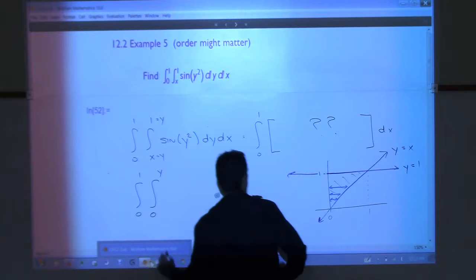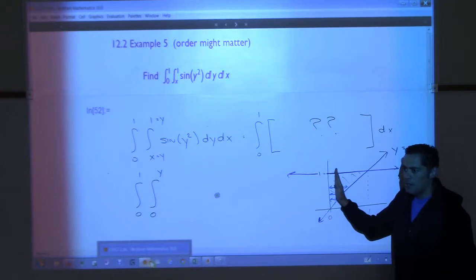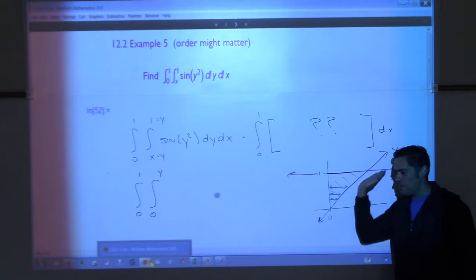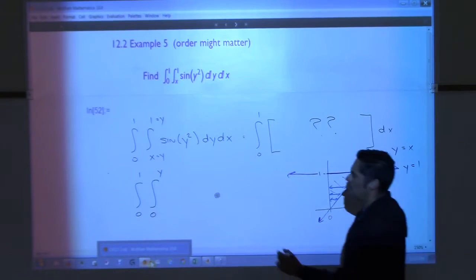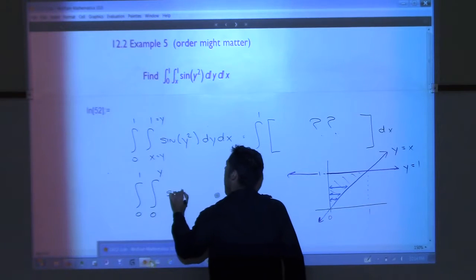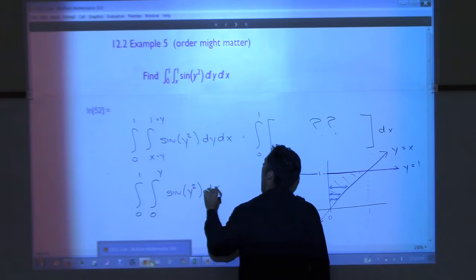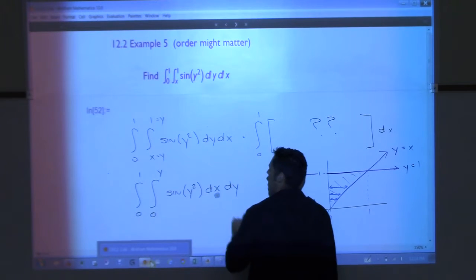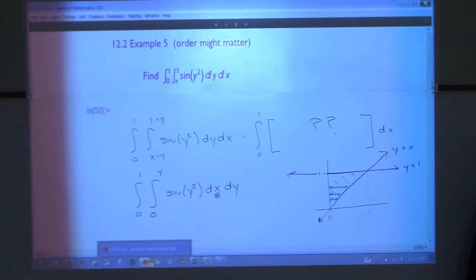So y equals 0. Our y's go between 0 and y, right? 0 and y. This is the identity. And then I'm going to do what? Sine of y squared dx dy, and that's the savior right there. That's the savior. Because look, do y'all see how that's going to save us?